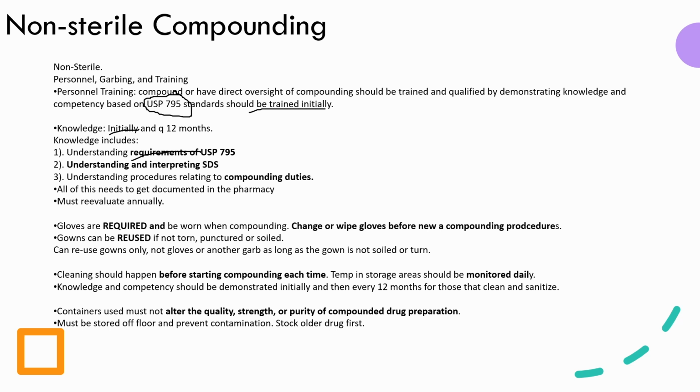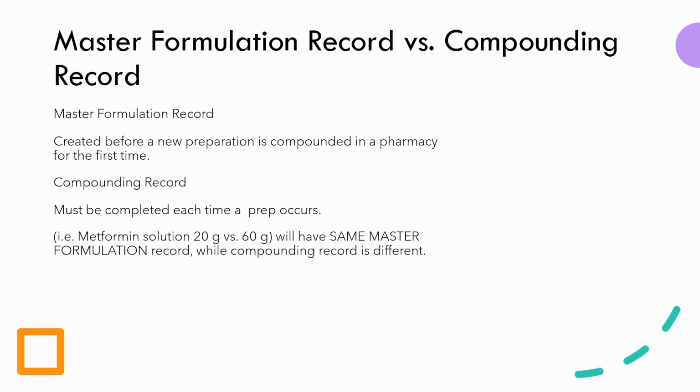The temperature in storage areas, such as the fridge, needs to be monitored daily. Knowledge and competency should be demonstrated initially and then every 12 months for those who clean and sanitize. Containers used must not alter the quality, strength, or purity of the compounded drug preparation, and must be stored off the floor and prevent contamination. When stocking non-sterile compounded products, stock the older drug first.